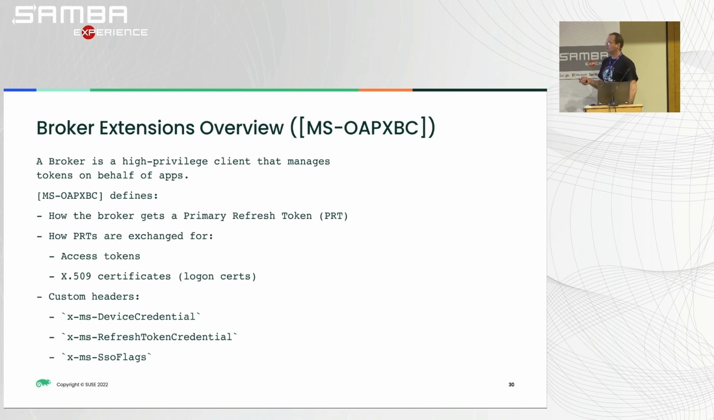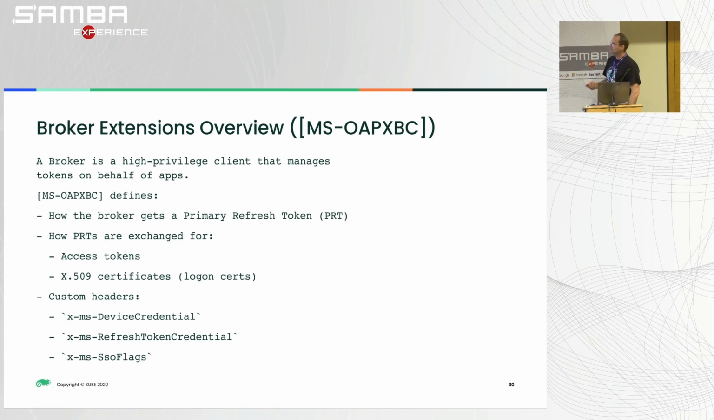These need to be secured because they are dangerous. You don't want these to leak. The document explains how you exchange PRTs for access tokens and logon certificates, and then the document defines these custom headers. Device credential proves that you're authenticating from your enrolled device. It's basically a JWT that is signed using your device credentials that we got when we enrolled. The refresh token credential uses the refresh token and signs it as well, using the session token in the PRT, because we have session information in the PRT. And then the SSO flags is defined, and the document says that it's implementation specific, and I've never actually seen it do anything.